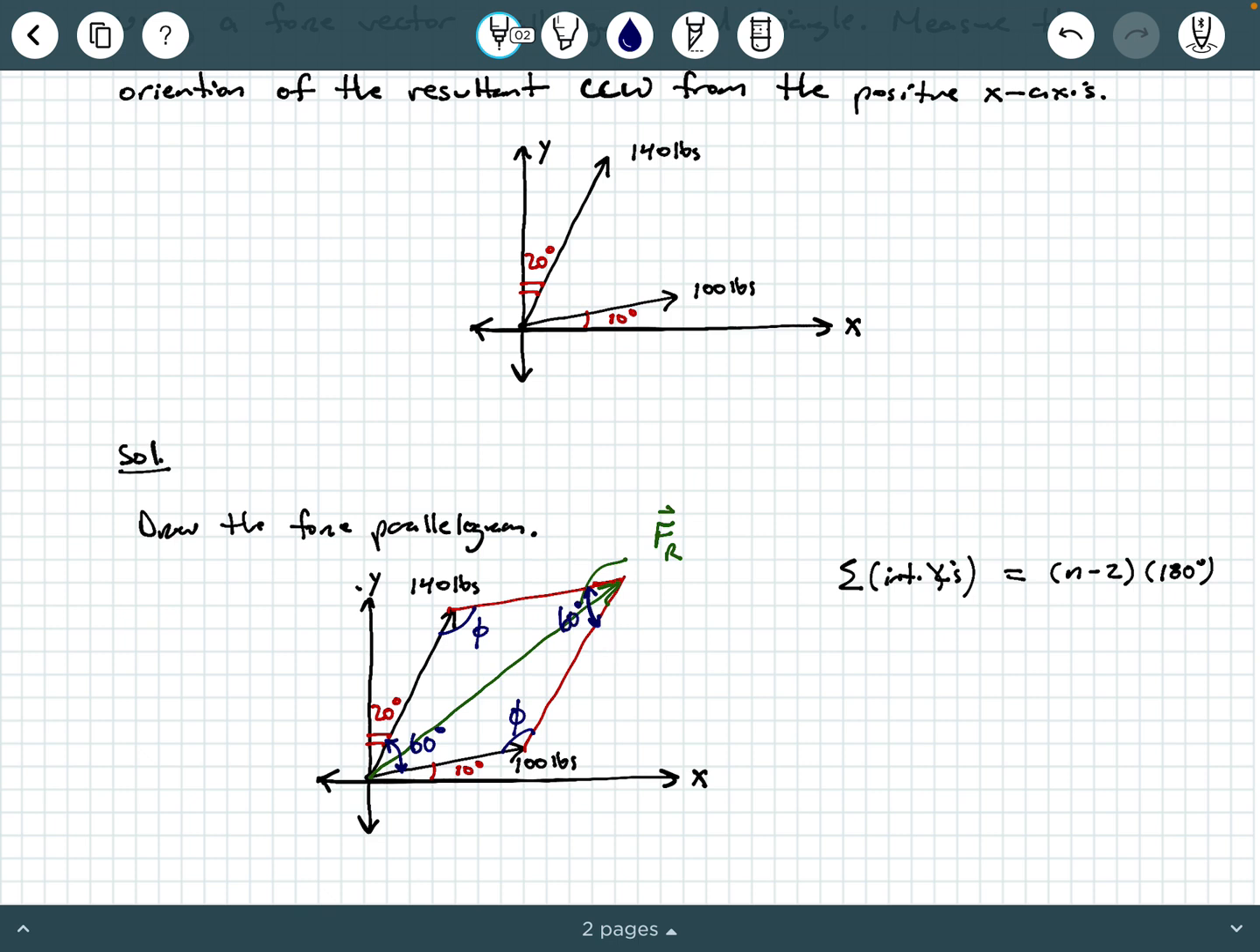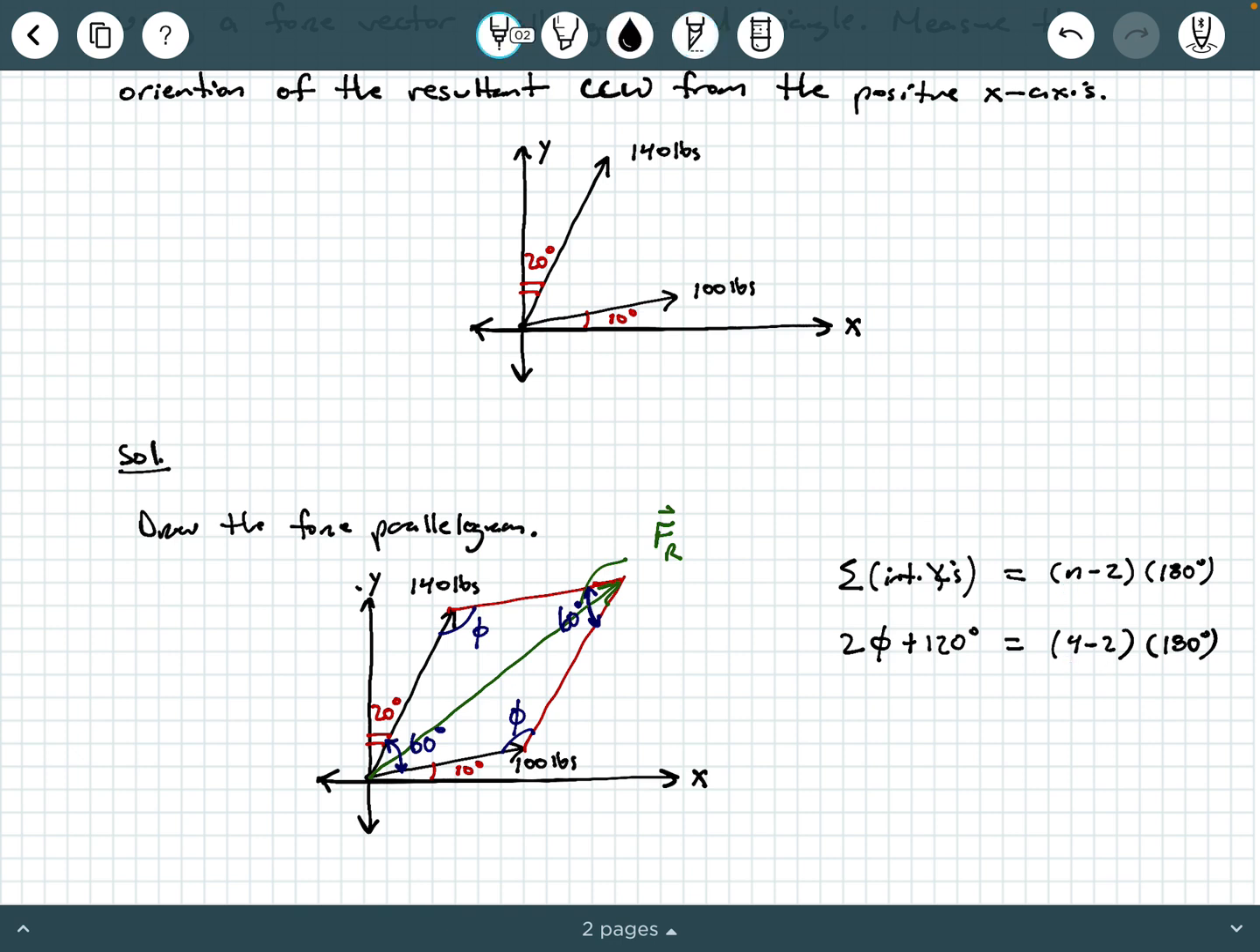And so what I can do now, back on my polygon angle relationship, is say that 2 times phi plus 120 equals (4 minus 2) times 180 degrees. Where did I get this 120 from? Well, that's this 60 plus 60. So I have 2 phi plus 60 plus 60 equals, where n is the number of sides of the polygon, so 4 minus 2 times 180.